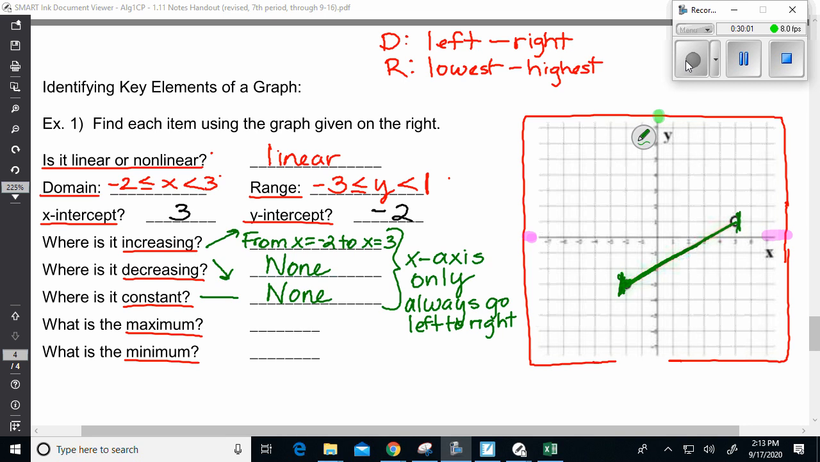So, any questions on those three? Constant means the graph is completely flat. It's literally a flat line, similar to what I just drew at the top. So that's constant. It's literally just a flat line.